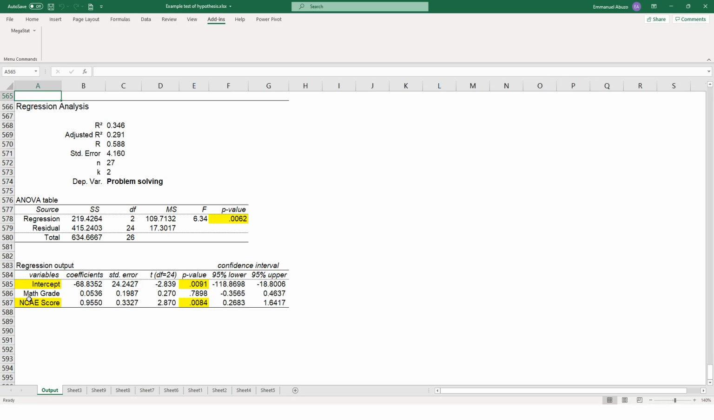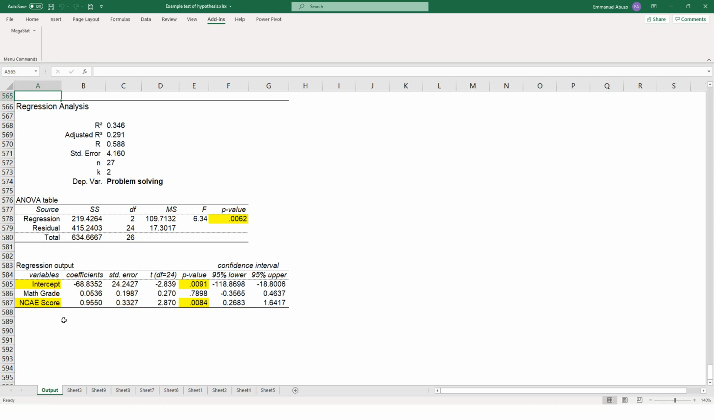NCAI, however, has a p-value of 0.0084, which is significant at alpha 0.05. This means the NCAI score is a good predictor of the problem solving skills of the students.